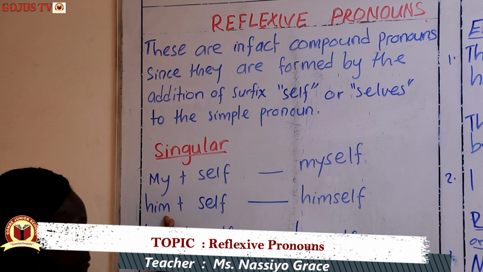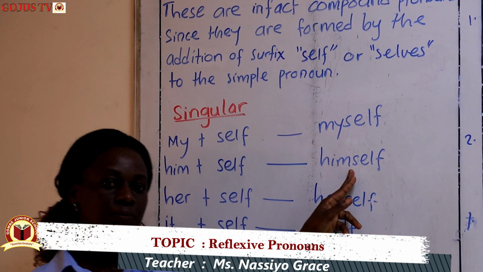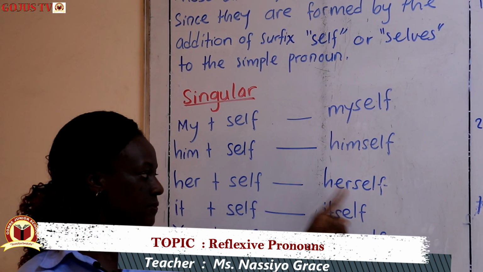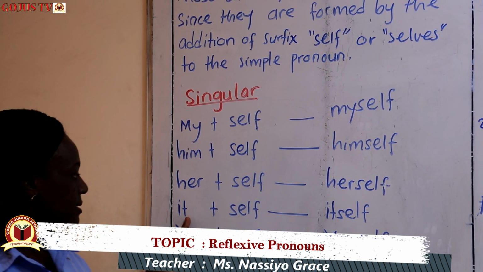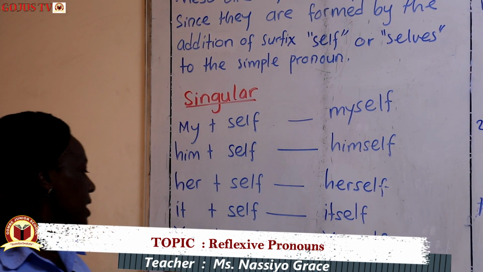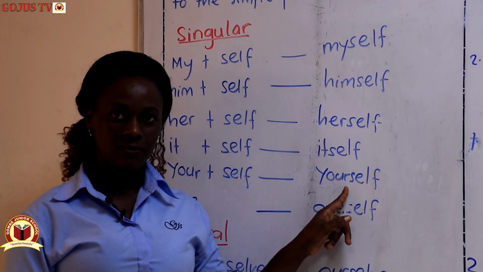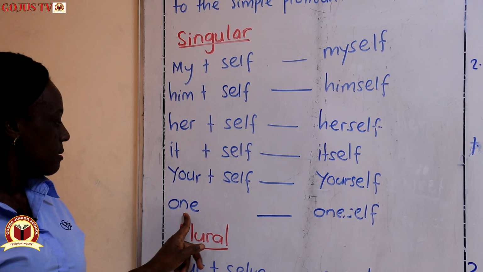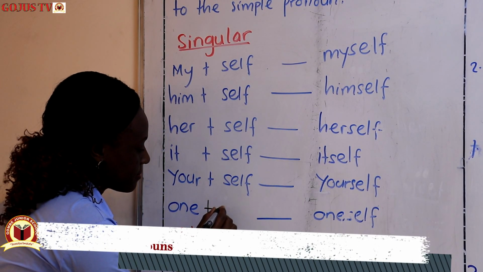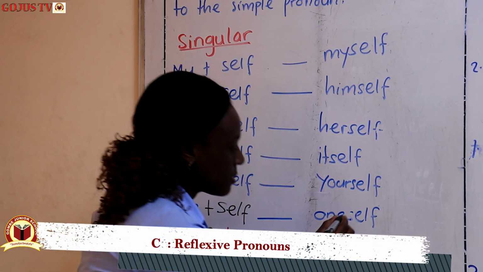Then we have him plus self, we get himself. Her plus self, we get herself. It plus self, we get itself. Your plus self, we get yourself. Then one plus self, we get oneself.